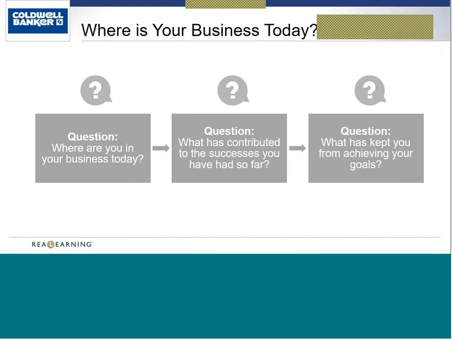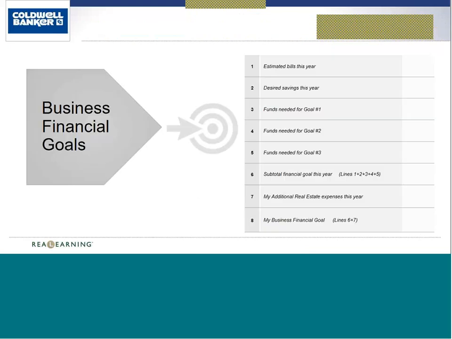The knowledge is in the room. If they've had successes that they want to share with the class, great, we want to hear it. But we need them to be brutally honest with themselves on where they are in their business today. Then we're going to hop into these financial goals. This is taken directly out of week 1's participant guide, and you can see number 1 says their estimated bills this year. That's directly from my pre-AMP checklist.